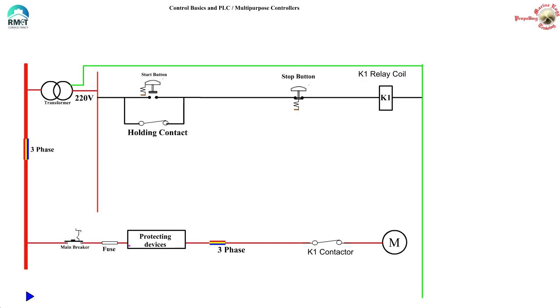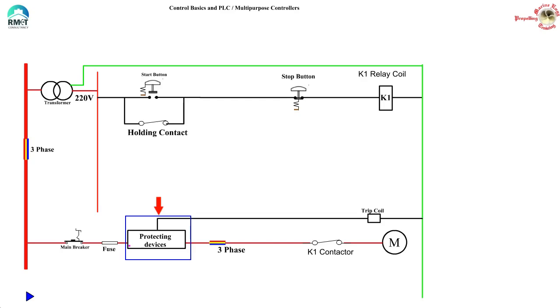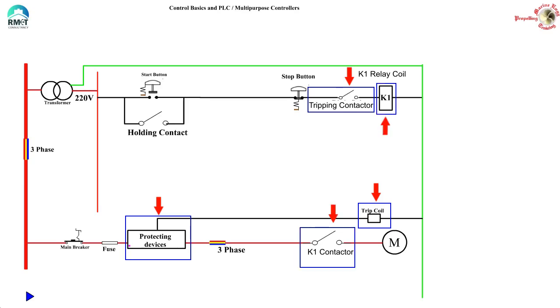Now let us concentrate on the protection devices. If any of the protection devices get active, they will energize a tripping coil or tripping relay coil. You can see the tripping coil here, and here is the contact for the tripping coil, which we can call it as tripping contact. You can easily see that if the tripping coil is energized, it will operate the tripping contact and this will open up and interrupt the flow of current to the coil K1, which in turn will stop the motor.